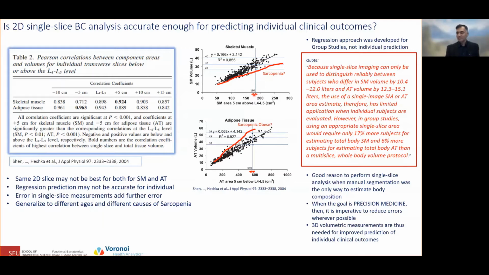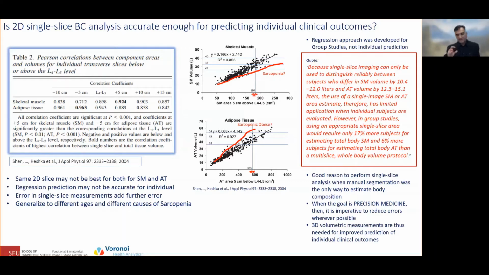However, in group studies, using appropriate single slice area would require only 17% more subjects for estimating total body skeletal muscle and 6% more subjects for estimating total body adipose tissue than a multi-slice whole body volume protocol. So there was good reason to perform single slice analysis when manual segmentation was the only way available to estimate body composition.